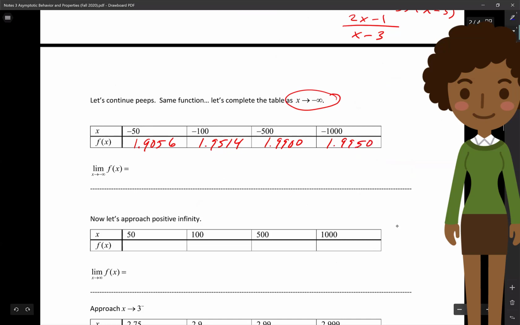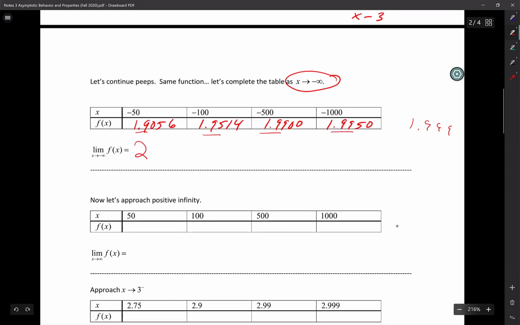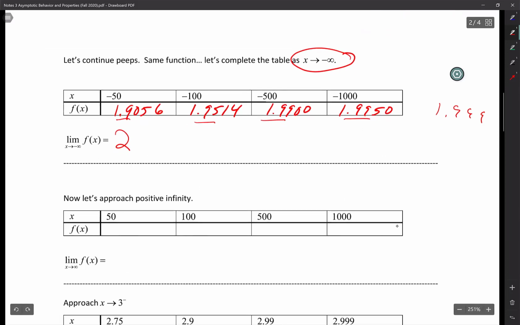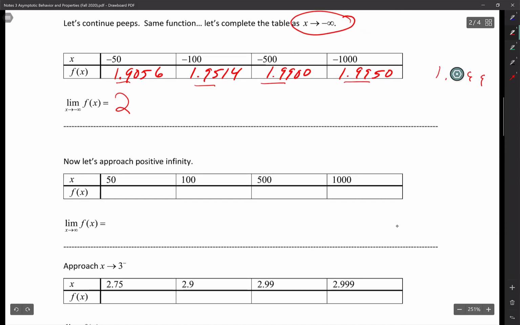Okay. So you can see here, as x approaches negative infinity, it looks like it's converging. I bet you I would have gone to 1.999 if I would have put negative 10,000. It looks like it's converging at what number? Not everyone at the same time. It looks like it's converging at 2, guys. Try not to let me talk by myself, guys. I want to hear y'all's voices from time to time because just listening to my voice probably gets boring.